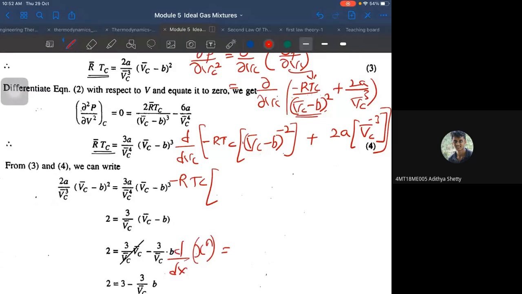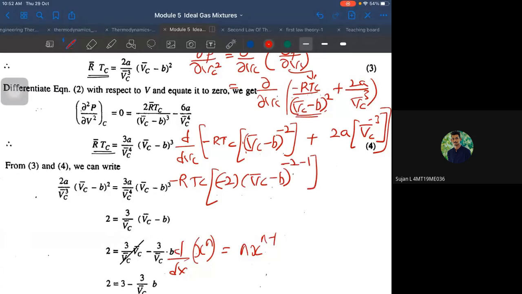What is the differentiation of x to the power of n? n x to the power of n minus 1. Exactly. So the same thing I'll be doing now. d by dx of RT, which is a constant, times (V bar minus b) whole to the power of minus 2. I can write it as minus 2 into (V bar c minus b) whole to the power of minus 2 minus 1.